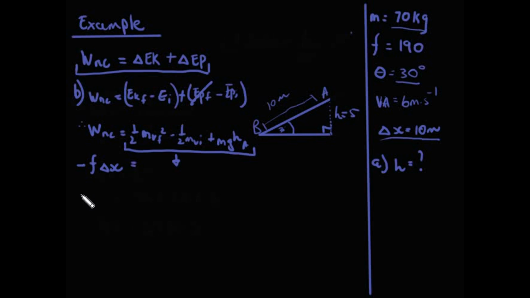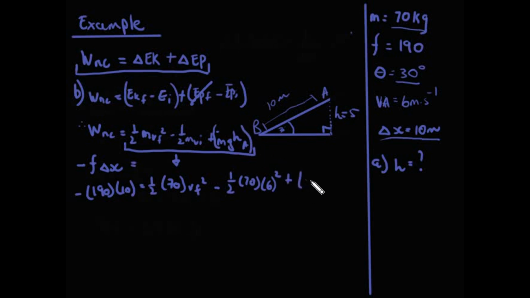Now I'm going to sub in. Negative 190 times 10 is equal to half of my mass, which is 70, Vf squared, which is my unknown, minus half m, which is half of 70, times 6 squared. Then I'm going to plus, well, I made a mistake there, it's supposed to be plus negative mgh, so I'm going to plus negative 3,430, because we already know what mgh is equal to.